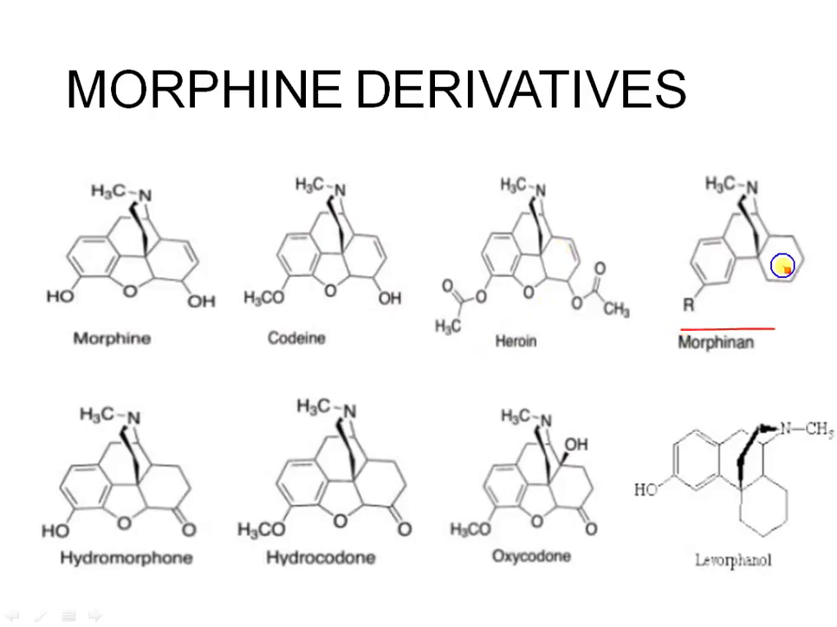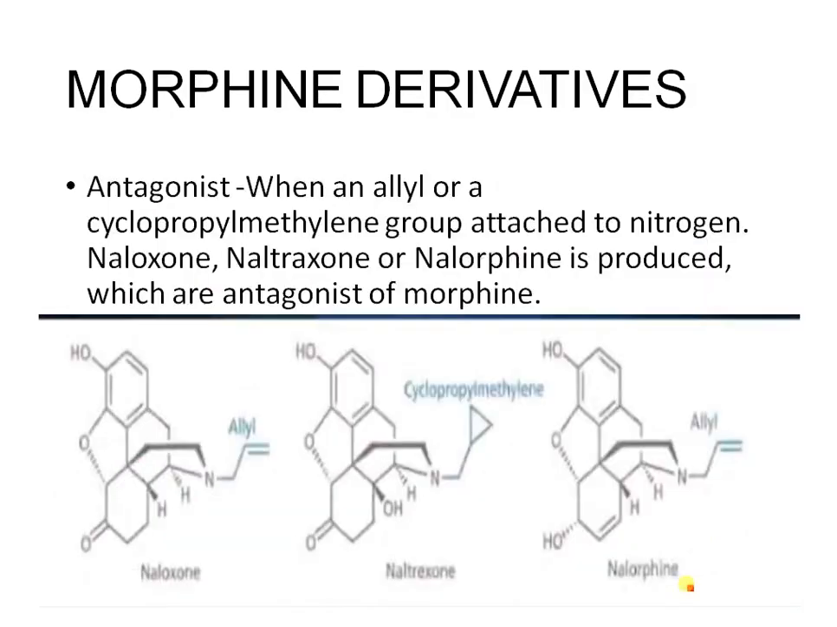This is morphine with a fully saturated ring. Hydromorphone is again a replacement of hydroxy with ketone. Hydrocodone is a codeine-like structure with a fully saturated ring system and a ketone. This is also a ketone, oxycodone, and levorphanol. These are the morphine derivatives.